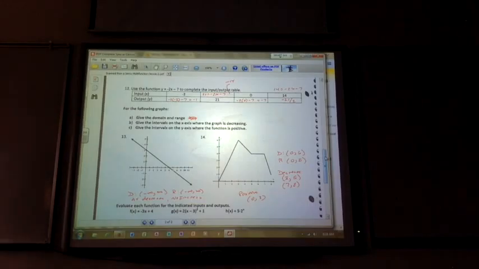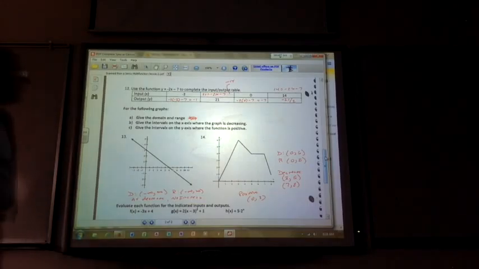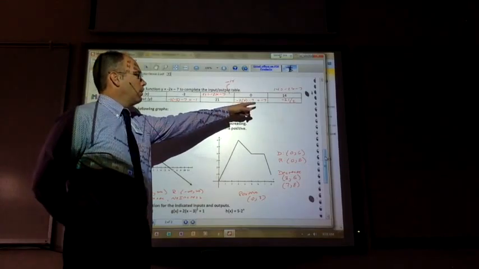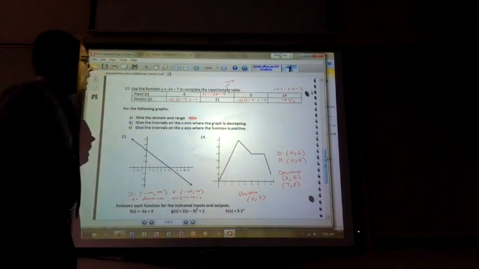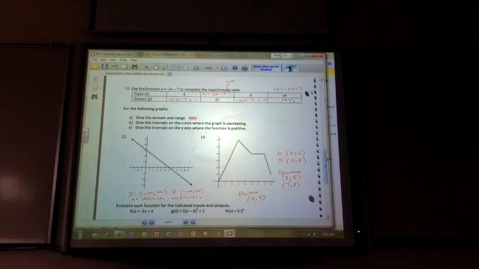And then the input is 0, so I'm plugging 0 in for x. So I get -2 times 0 minus 7. That gives me an answer of -7, so 0, -7. And then the next one, I have 14 I'm plugging in.